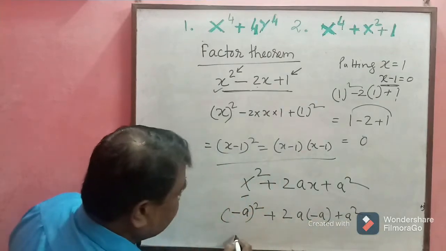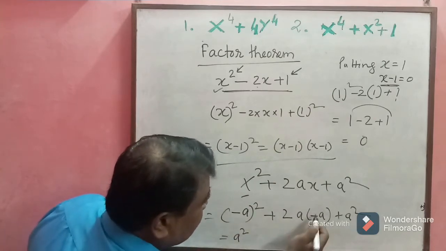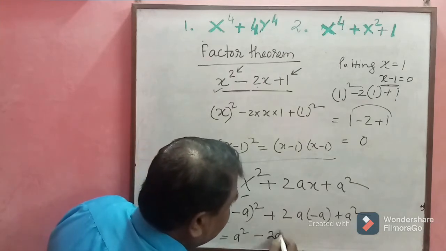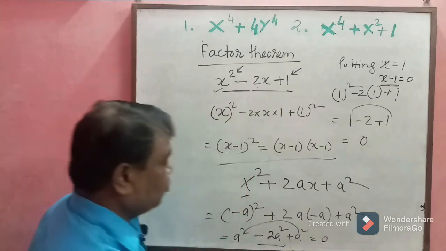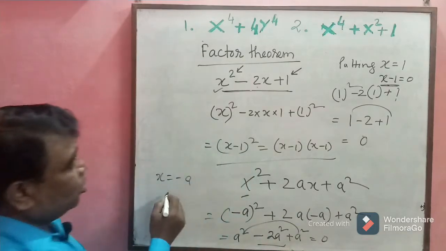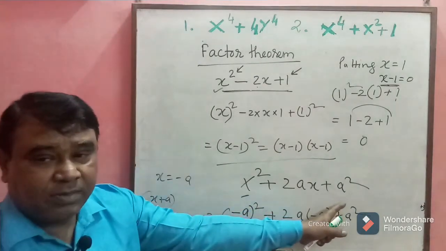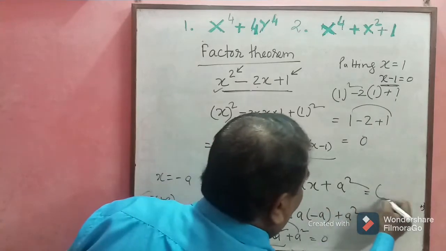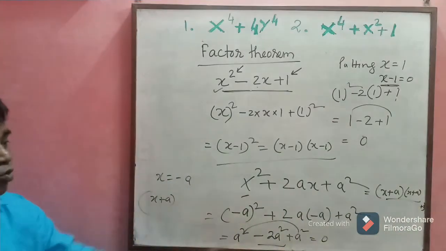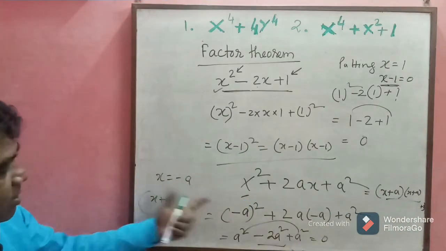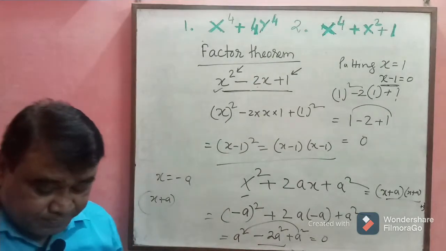You see, this is minus a whole square, which means positive a square. This is plus, minus 2a square, and this is plus a square. So definitely 2a square minus 2a square, this is 0. So for x is equal to minus a, it is 0. So definitely x plus a is a factor of this polynomial. And we know already this is nothing but x plus a whole square. That is, two equal factors are there. It is a perfect square, and these are two equal factors. And here we have this by the factor theorem. We can factorize any algebraic expression.